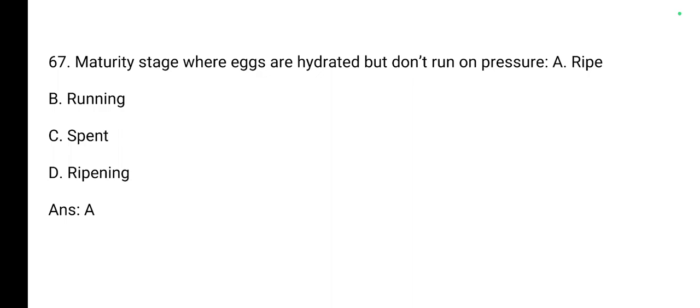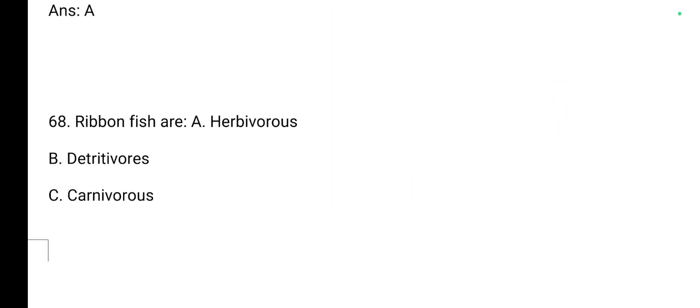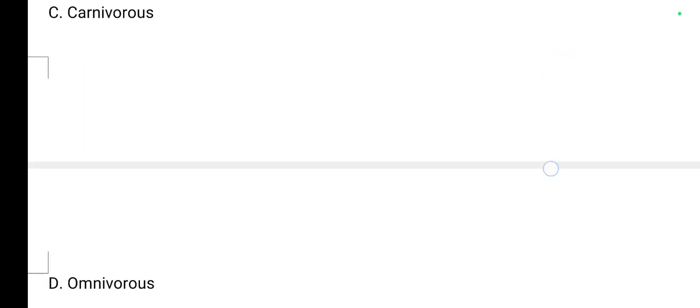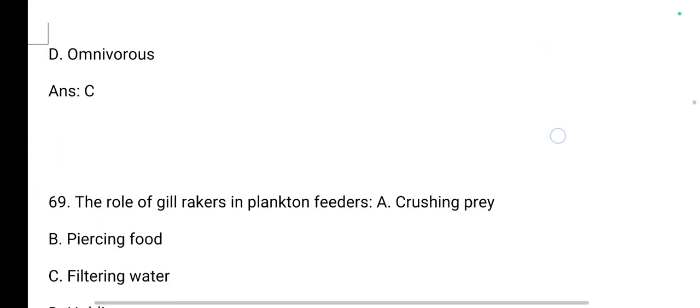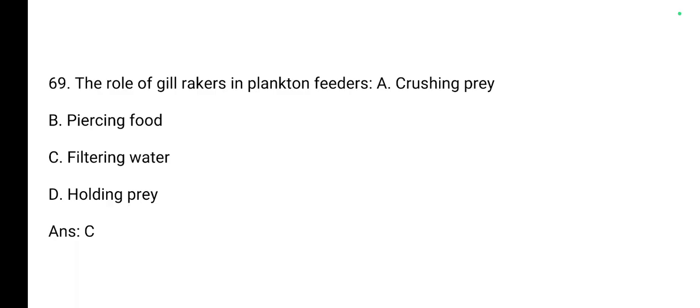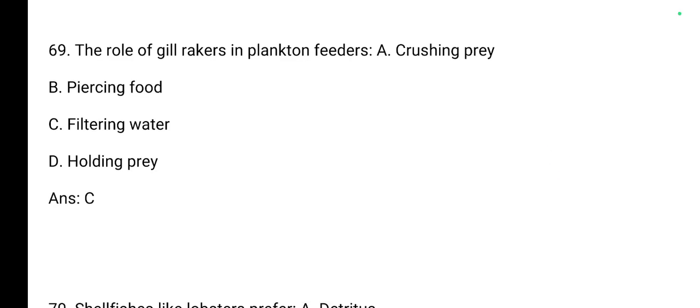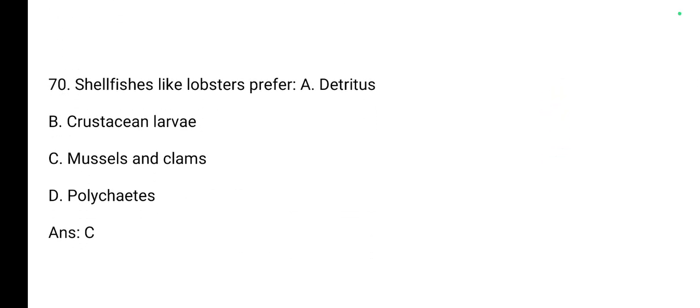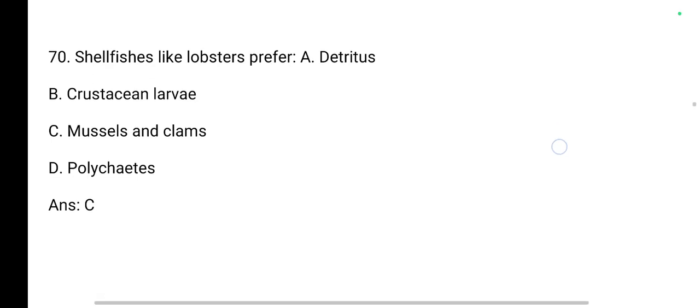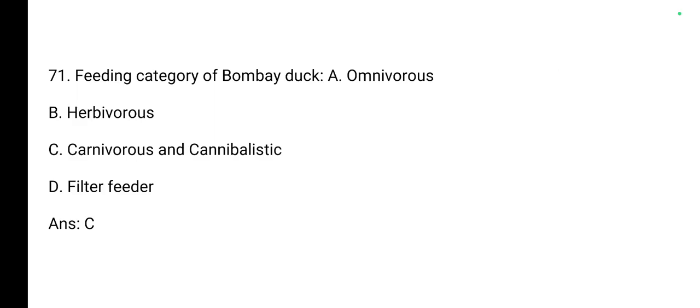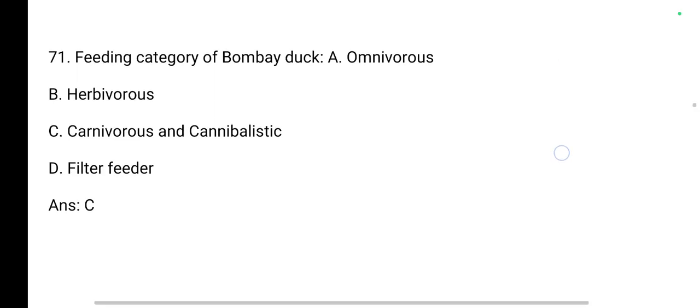Maturity stage where eggs are hydrated but don't run on pressure, so it is ripe. Ribbon fish are, so they are carnivorous. The role of gill rakers in plankton feeder is filtering water. Shellfishes like lobsters prefer, that is mussels and clams. Feeding category of Bombay duck, so it is carnivorous and cannibalistic.